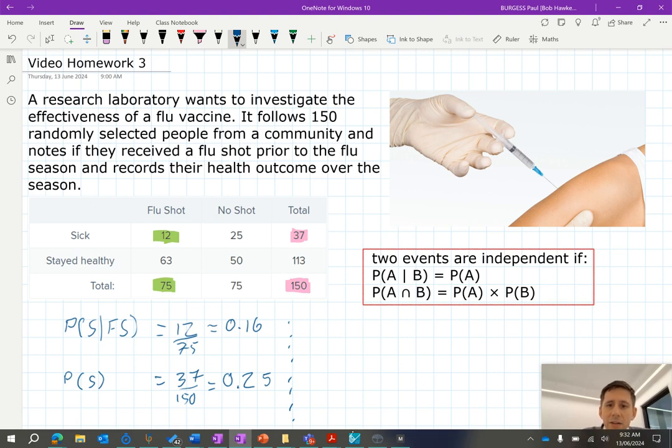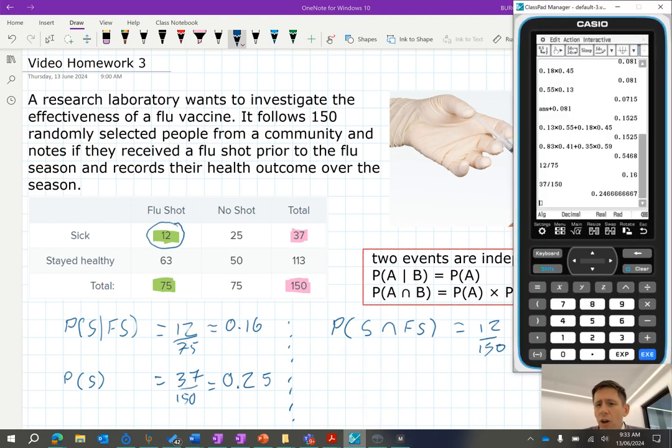The intersection in our case is the probability of getting sick and getting the flu shot, right? That is still those 12 people there, isn't it? And in this case, it would be 12 out of the 150, so slightly different probability. That equals 12 out of 150. And just because we're going to have some different totals floating around, to make this easy to compare, I'll run it off as a decimal.